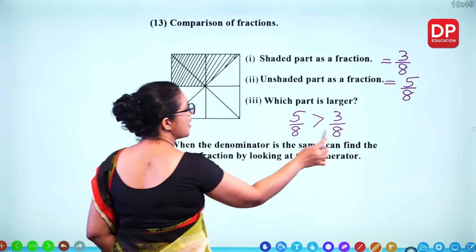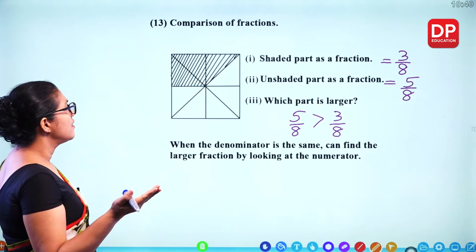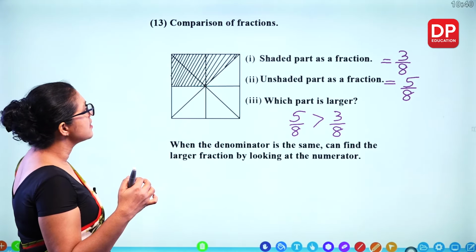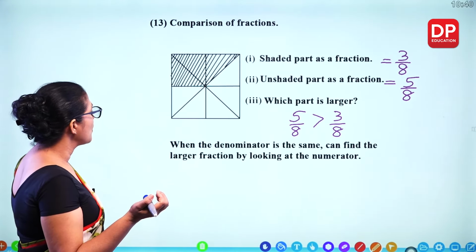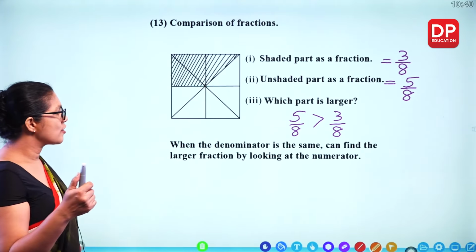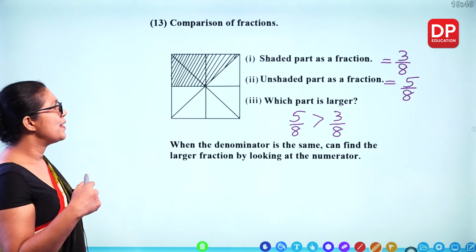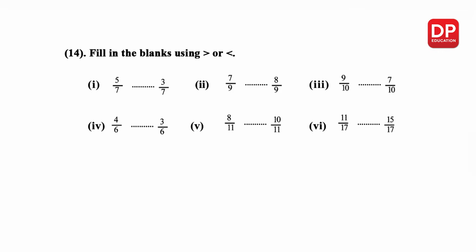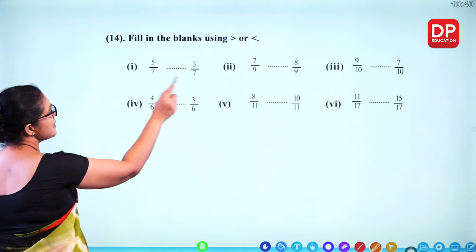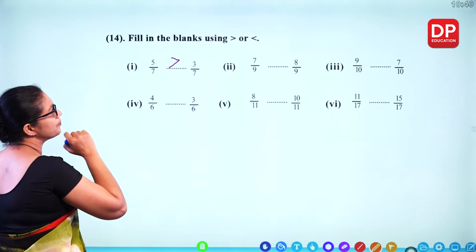So look at this same denominator. We know that 5 is greater than 3. So unshaded part is the larger part. When the denominator is the same, can find the larger fraction by looking at the numerator. So 5 and 3. 5 is bigger. Fill in the blanks using greater than or less than sign. Same denominator, 5, 3. 5 is greater.